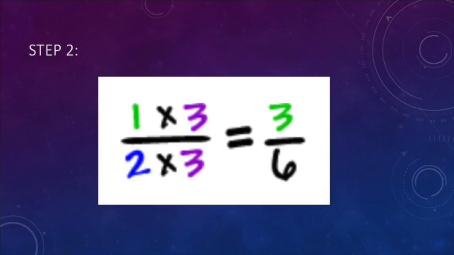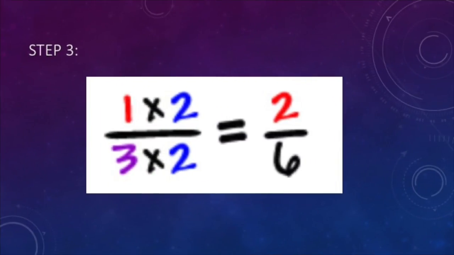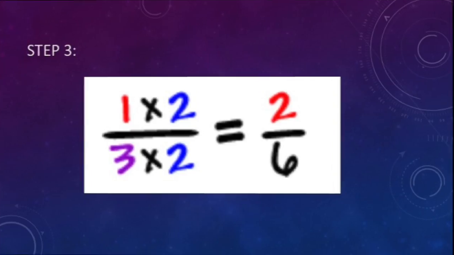Whatever you do to the bottom of the fraction, you also have to do to the top. So we multiply by 3 to the top and the bottom of the fraction, which equals 3 over 6. We do the same for the second number, 1 over 3. We multiply the bottom and the top by 2 to get 2 over 6.